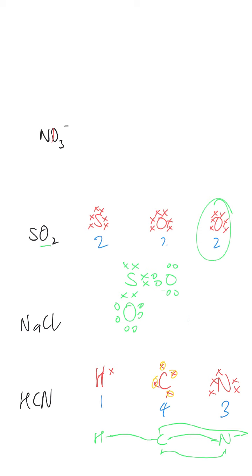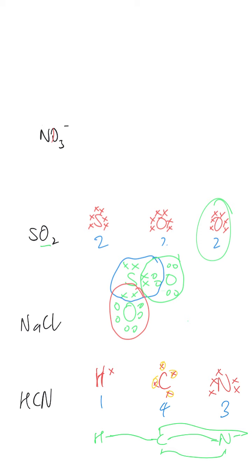Now, how many does the sulfur have? The sulfur has 8. How many does this oxygen have? It has 8. And how many does this oxygen have? It has 8 as well. Right? So that could be one way of drawing that sulfur dioxide with coordinate covalent bonding.